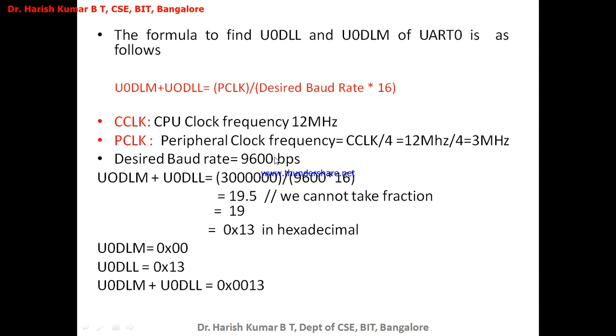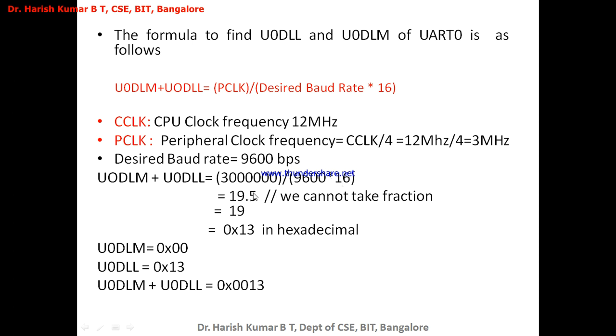Now the desired baud rate required for communicating between the sender and the receiver is 9600 bits per second, and this is the standard baud rate. Now let me apply this in this formula. I have found the peripheral clock as 3 megahertz. Now U0DLM plus U0DLL is equal to this. So 3 megahertz, 3 followed by 6 zeros, divided by desired baud rate 9600 into 16. I got it as 19.5.